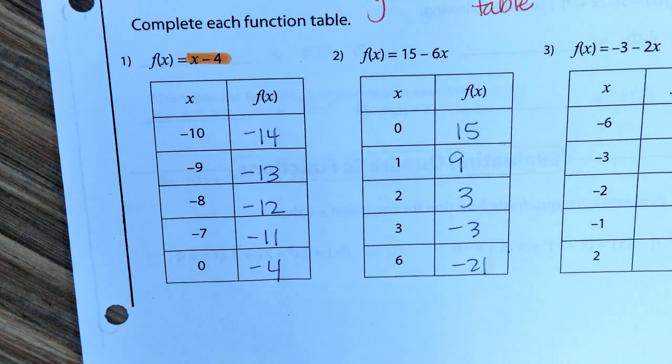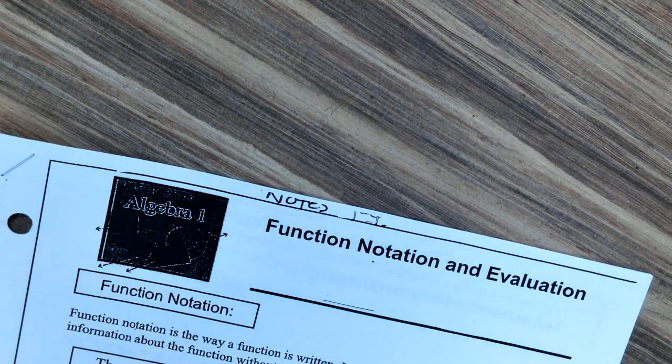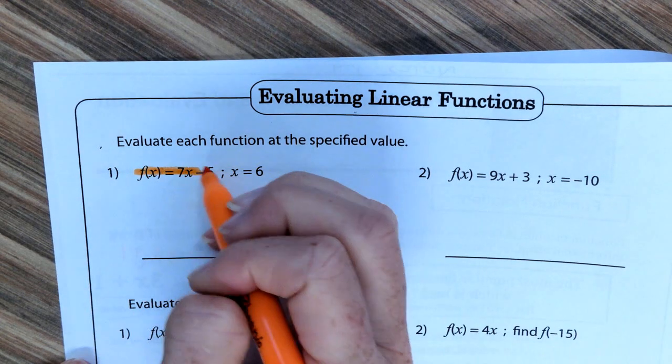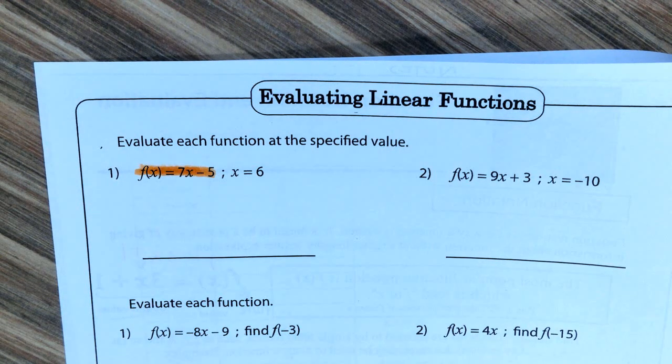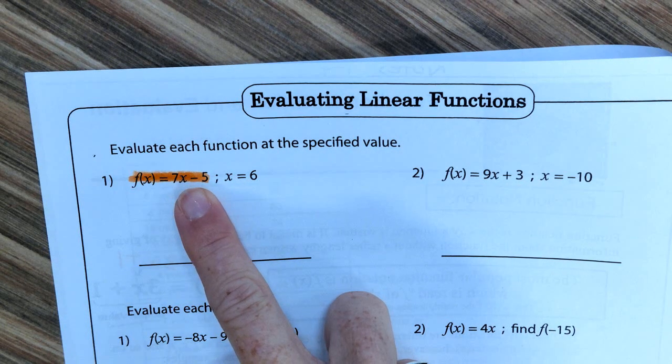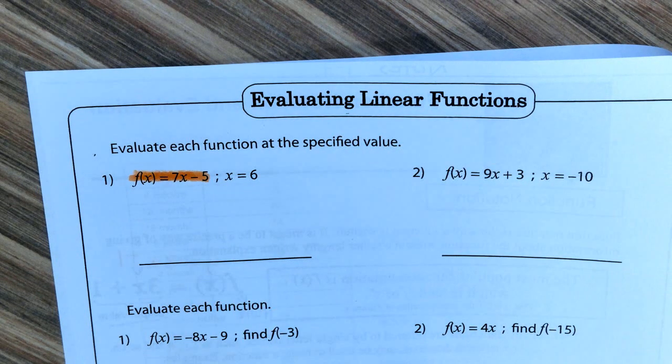Basically, I'm about to teach you the exact same thing, but it's going to be presented a little differently. But it's the exact same. This is going to give you the function right here. And instead of saying fill out the table, it says evaluate the function when x is 6. All it's telling you to do is plug 6 in for x. You can either do it by hand or you can use your y equals button. It is totally up to you.